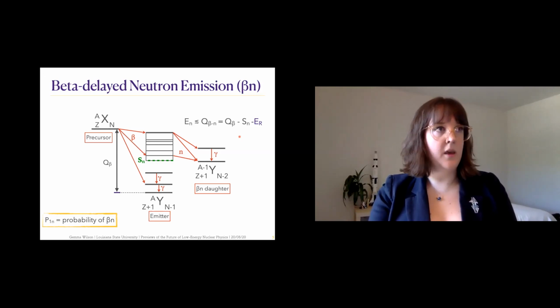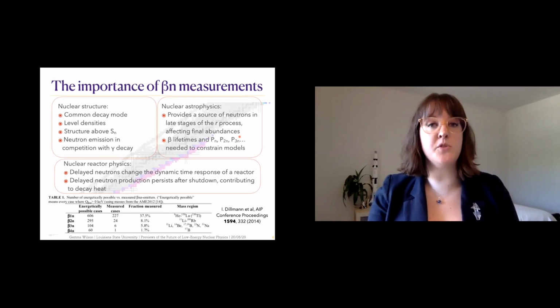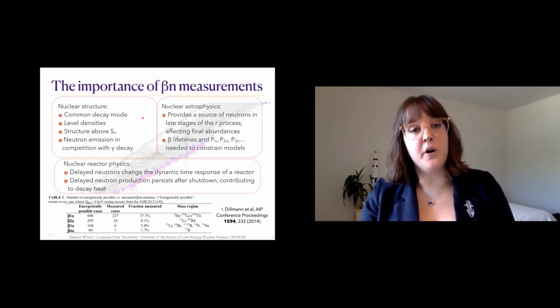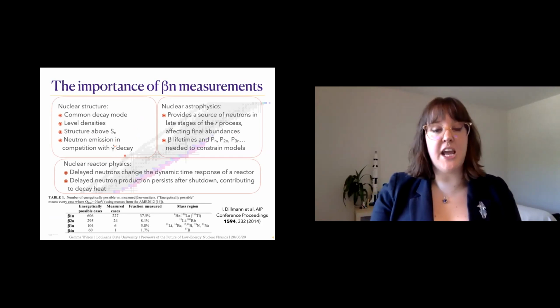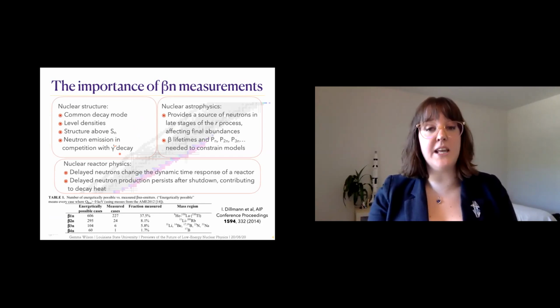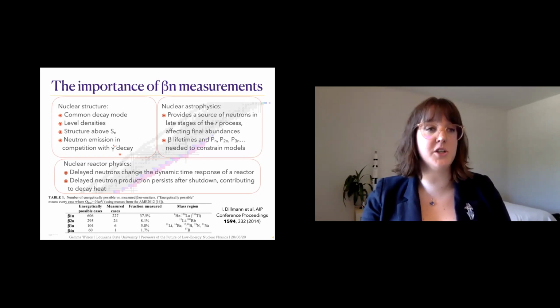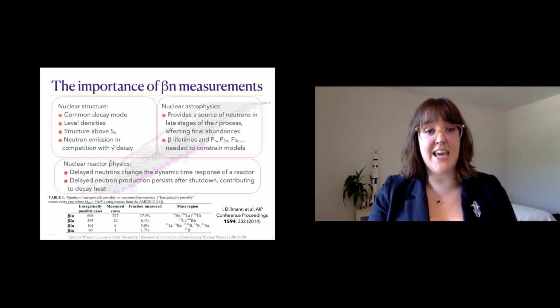So beta-delayed neutrons are prevalent throughout physics. For example, they're important for nuclear structure because they're a common decay mode. It can tell us about the structure above the neutron separation energy, especially if there is competition between neutron emission and gamma decay from above the separation energy. In reactor physics, delayed neutrons change the dynamic time response of a reactor, which means that we're able to control reactors with human controls because of the long time scales of delayed neutrons compared to prompt neutron emission. Delayed neutron production also persists after reactor shutdown, which contributes to decay heat.